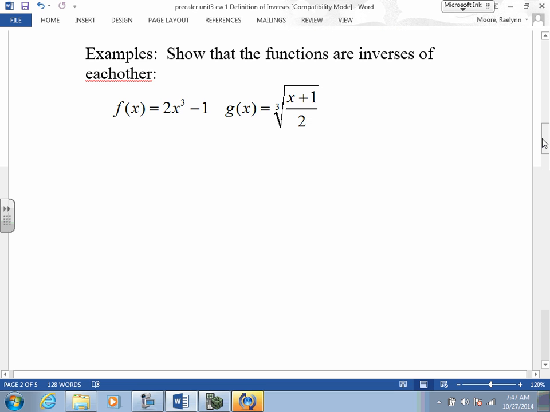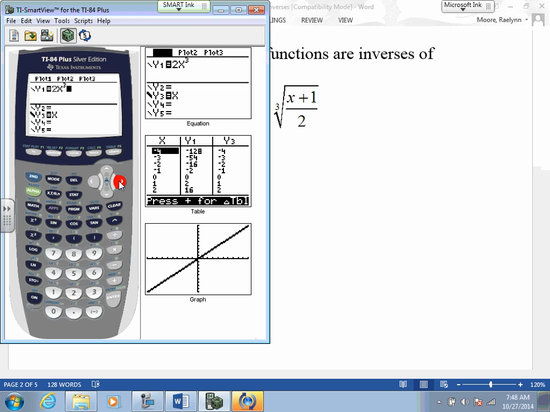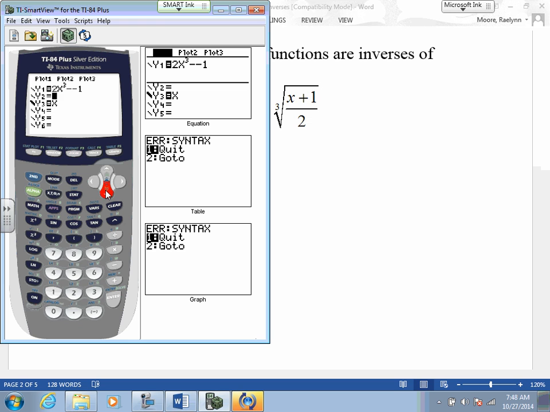So I have a cubing function and a cube root. I want to see if they're inverses of each other. The first thing I could do is graph it and see if I see it in my table. So I'm going to take my calculator and I'm going to graph it. Do it by a visual. Let's do it graphically. So the first graph is x cubed - 1. And the second one, if they're inverses, we should see it. We have cube root.